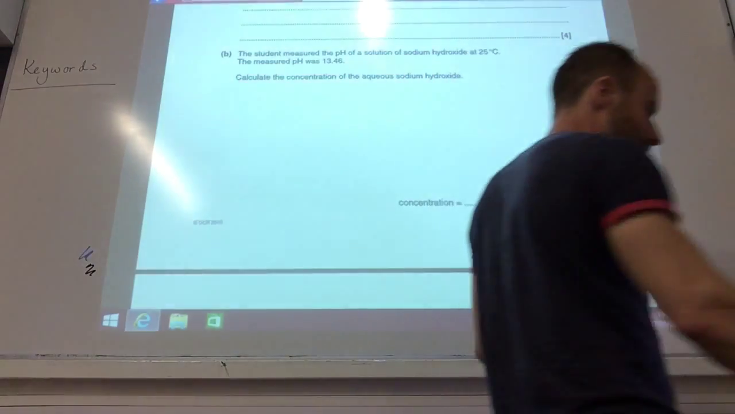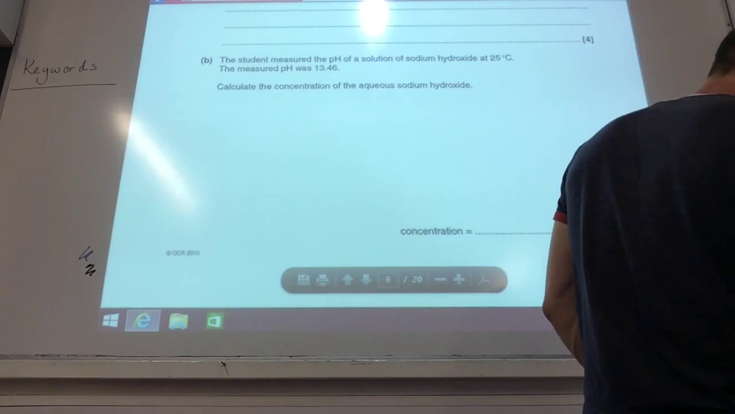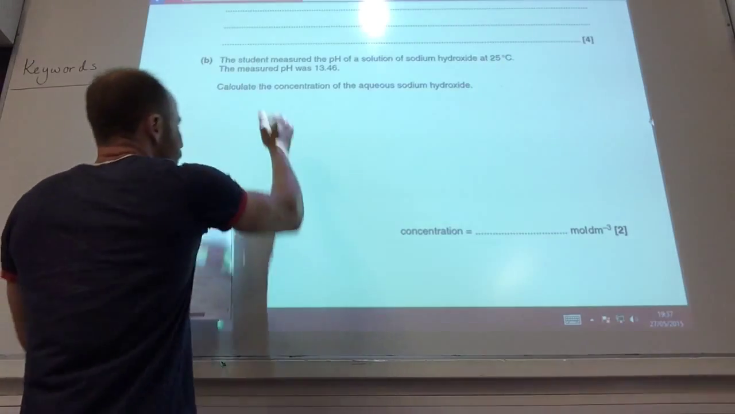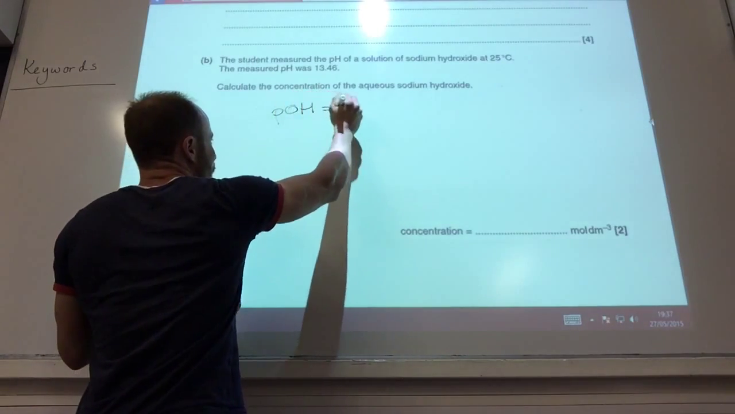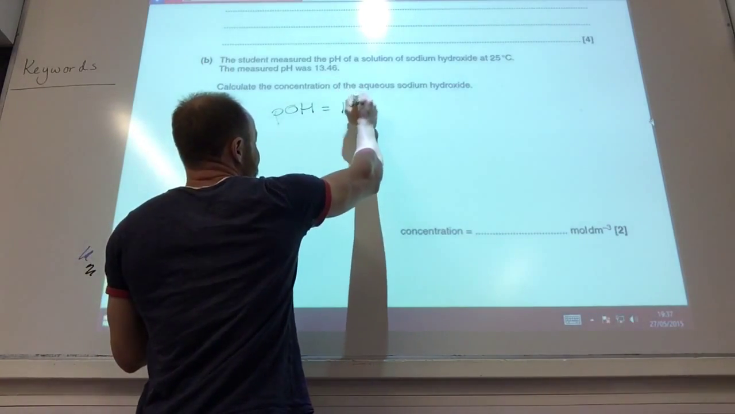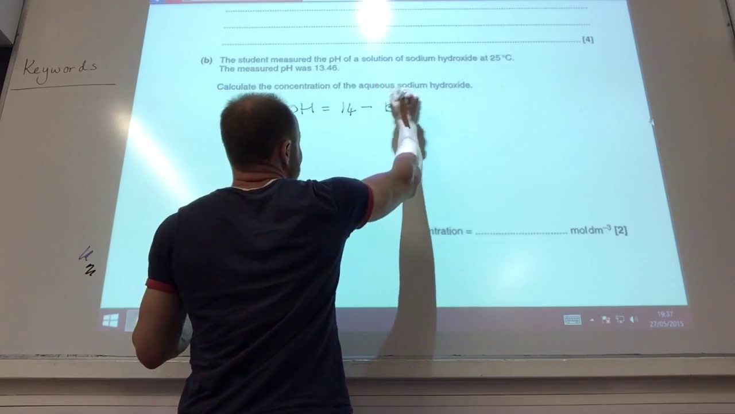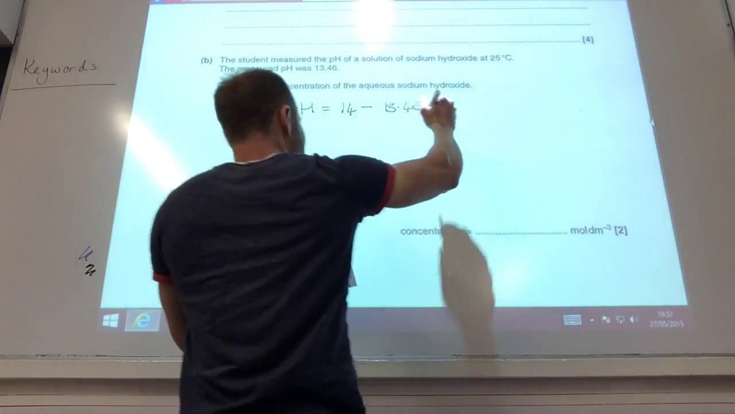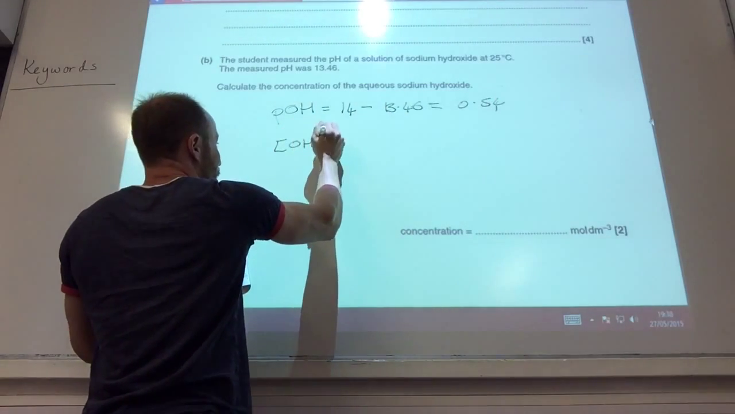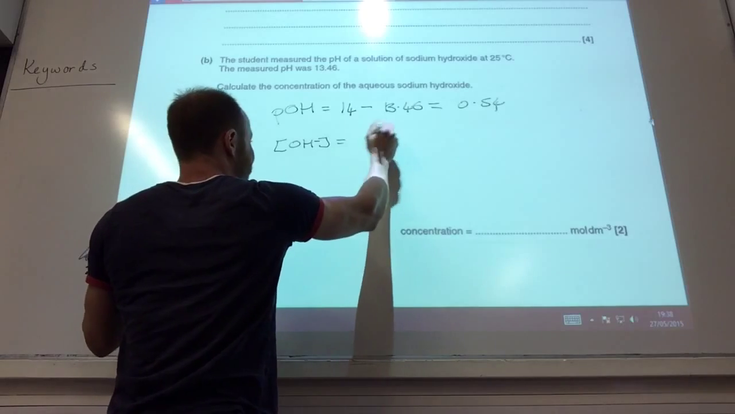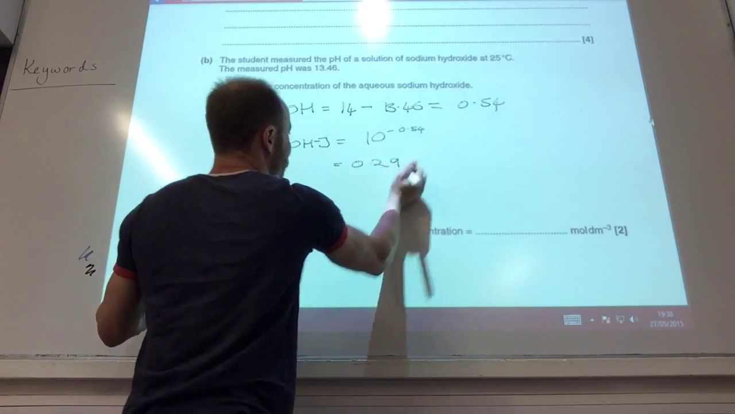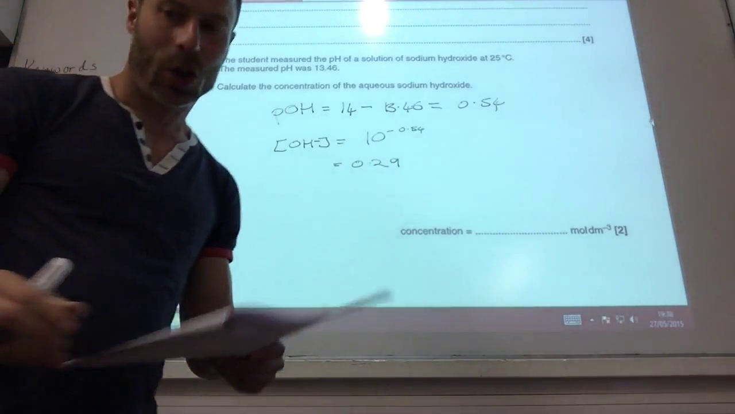So the student measures the pH of some sodium hydroxide, calculate the concentration of that. There's various methods to do this. This is my way that I do it. I would work out your pOH, you know that pOH is 14 minus your pH, which is 13.46. That comes to 0.54, and then your concentration of OH minus is going to be 10 to the minus 0.54, which gives you 0.29 moles per decimeter cubed.